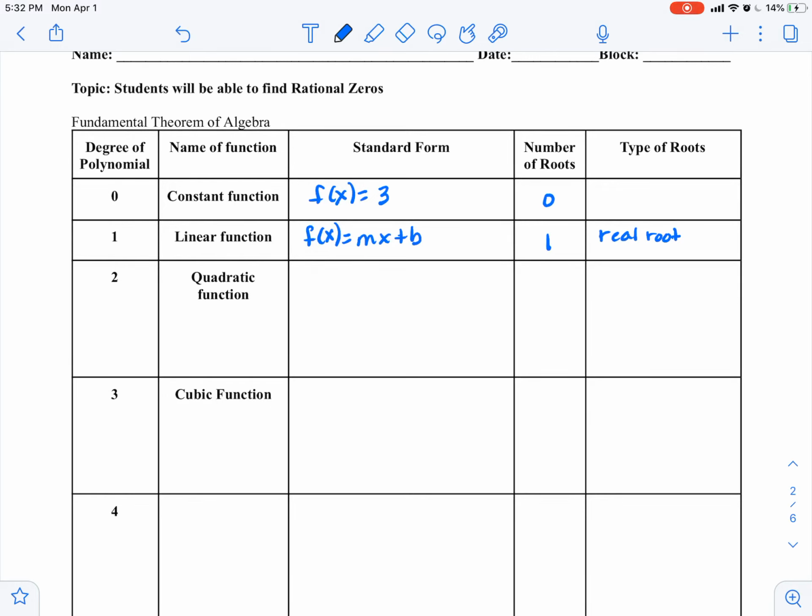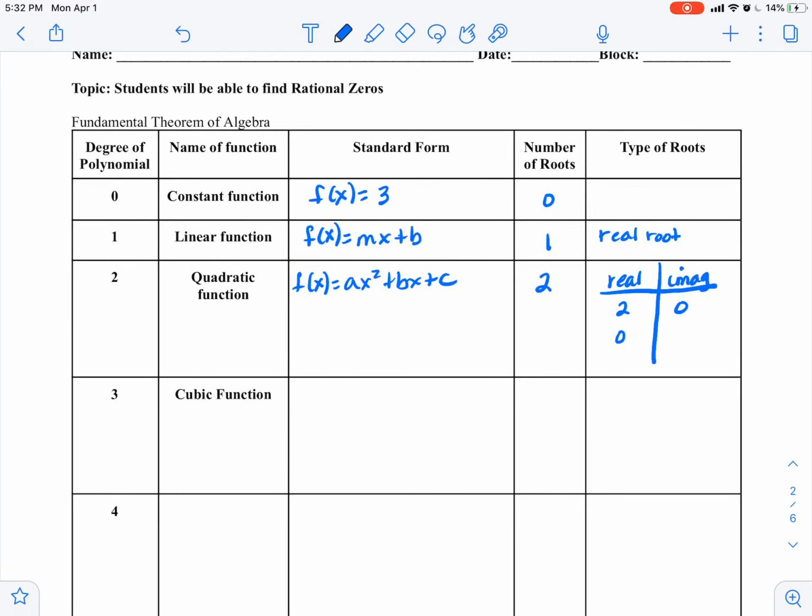Then you've got your quadratic function. And a quadratic could have a max of 2. We talked about how you could have 2 real roots. I'm going to make this into a table here for you, because that's how we'll do it. We're going to talk real and imaginary. So you could have 2 reals and 0 imaginary. That's when it would cross the x-axis twice.